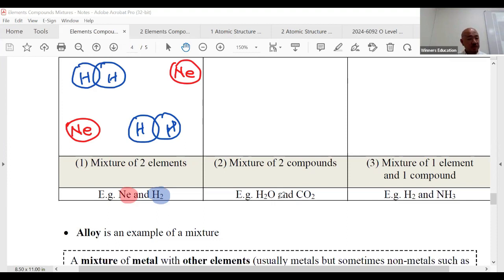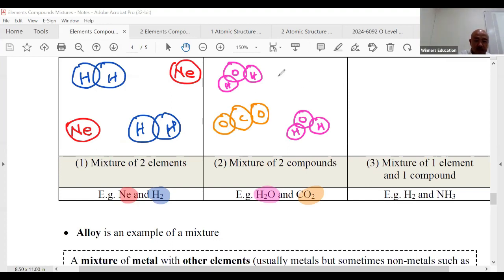Next, a mixture of two compounds. Water, once again, looks a bit weird like this. It's called the inverted Mickey Mouse here. Carbon dioxide, a very cartoonized way of showing it, looks something like this. So it's a mixture of two compounds. It can be element or compound.